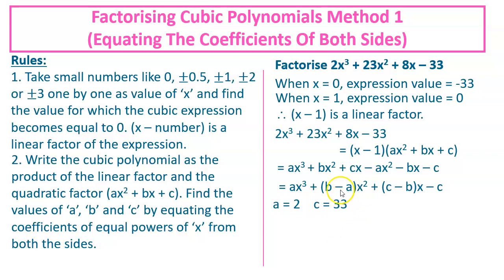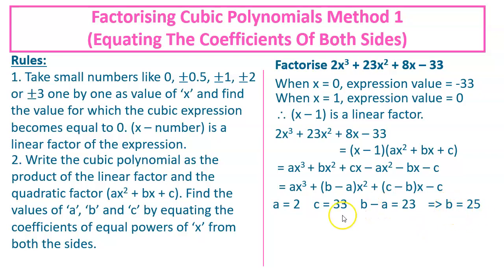Next, we have to get the value of b. We can get the value of b from the b minus a expression equating it to 23, or the c minus b expression equating it to positive 8. Because we know the values of a and c, we can take any of them. I have taken b minus a to be equal to positive 23. So b is equal to 23 plus 2, which is equal to 25.